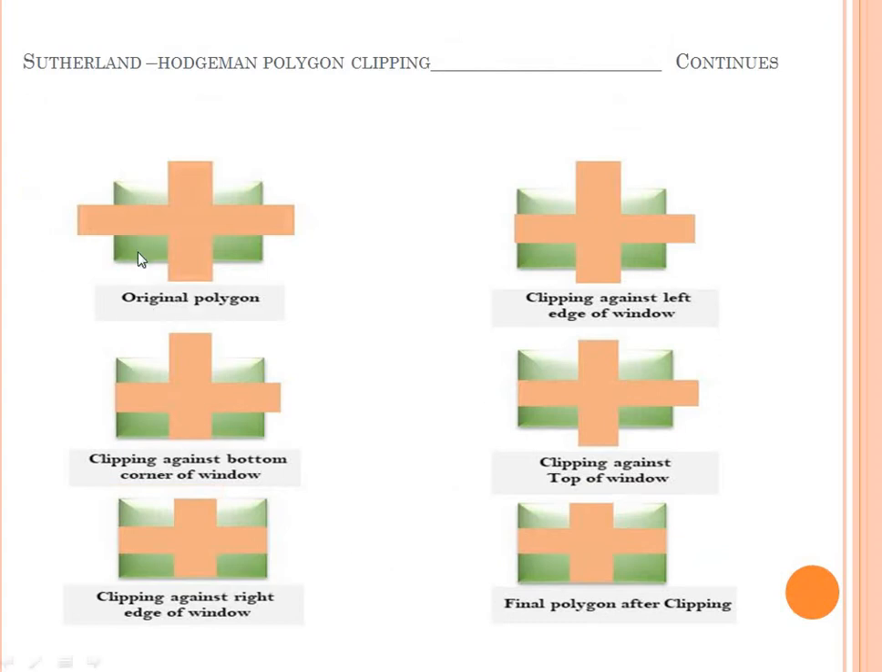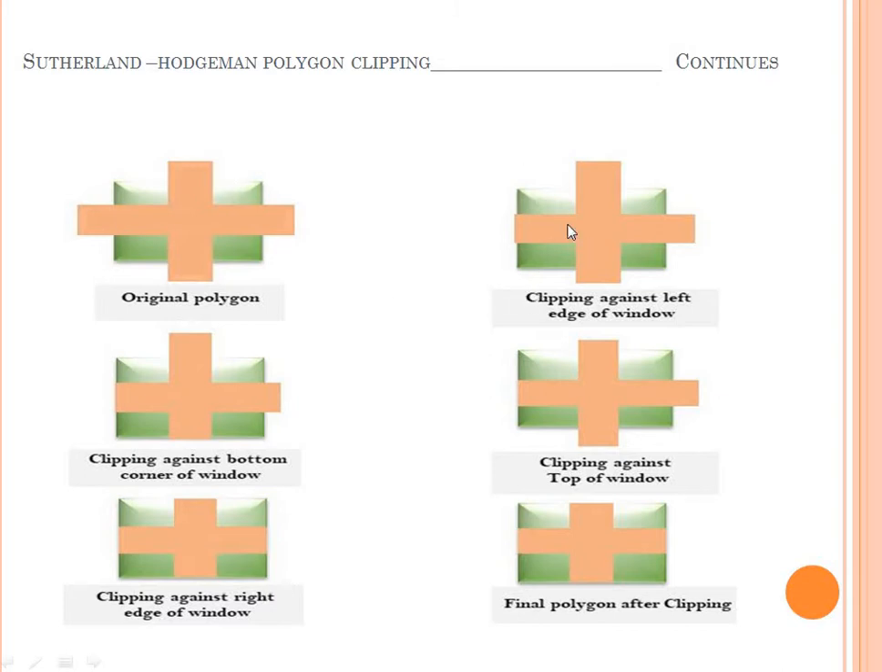This is our clipping window. This is our original polygon, and this is the clipping window. We remove the portion which is outside of the clipping window, and these are the boundaries of the clipping window. We clip this polygon with respect to all the cases, that is, left, right, bottom and top. So we perform the clipping against the window.